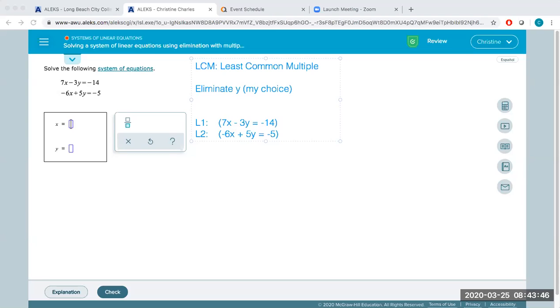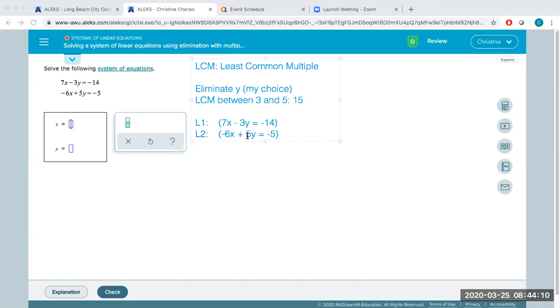All right, so what I want you to do is think about the LCM between 3 and 5. We don't care about the negative and positive right now. We'll see how that comes into play soon. But go ahead and review your LCM knowledge. Between 3 and 5, you get 15 as your LCM.